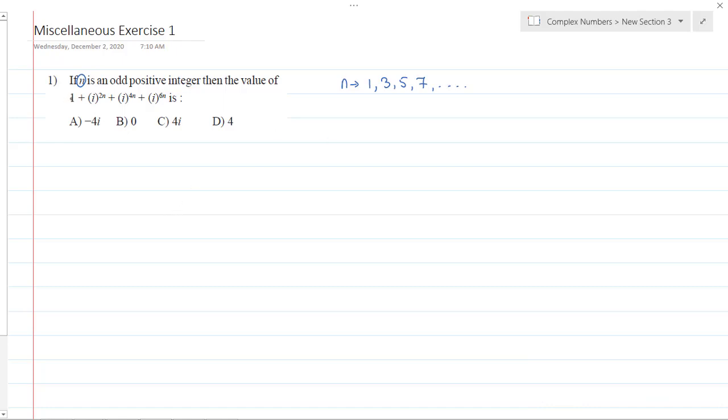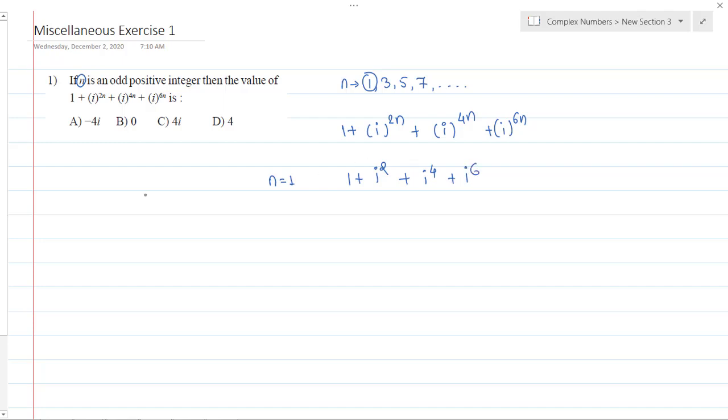The expression is equal to 1 plus i raised to power 2n plus i raised to power 4n plus i raised to power 6n. If n can take 1, 3, 5, 7, then let's consider any one value. The simplest value we can substitute is n equals 1. So for n equals 1, we get 1 plus i raised to 2, plus i raised to 4, plus i raised to 6.